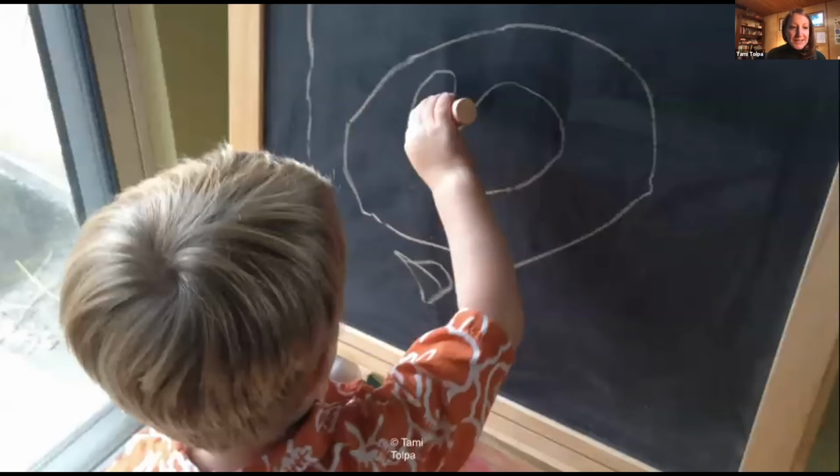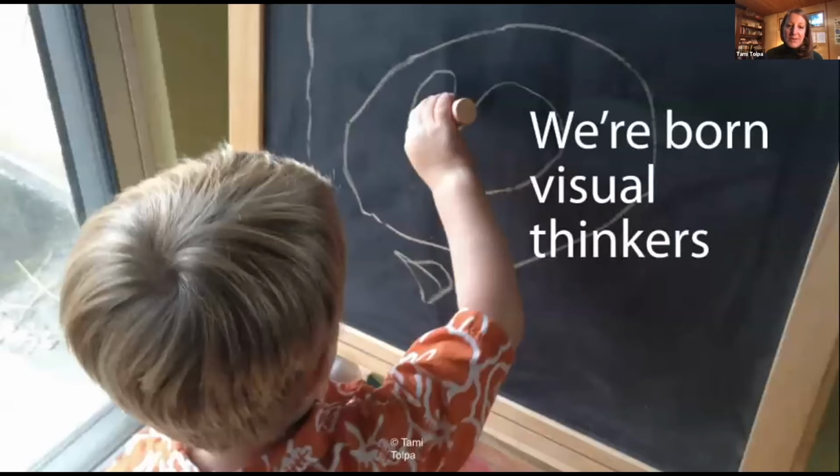So the good news is that we're all born visual thinkers and communicators. And you can probably remember making pictures as a child and feeling pretty comfortable doing it. And that's because our brains have extraordinary skills for processing visual information in order to understand the world around us. And so this is my son, who's now 11, but in this picture, he's 2, and he's just beginning to draw a picture of our house.